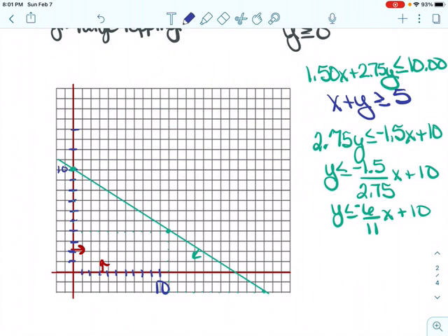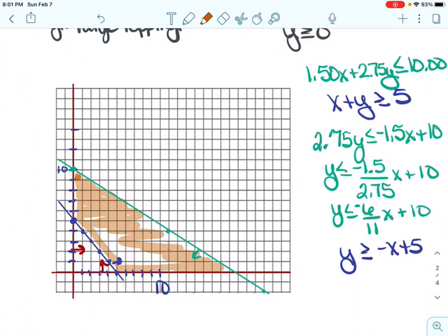Okay, and then we have the x plus y is greater than or equal to 5, so y is greater than or equal to negative x plus 5. So I'm going to start at 5. 1, 2, 3, 4, 5. I'm going to go down 1, right 1. Okay, there's my graph. Okay, and we are shading this way, which means our answer is going to be in between the 2 lines because our red lines also define it.